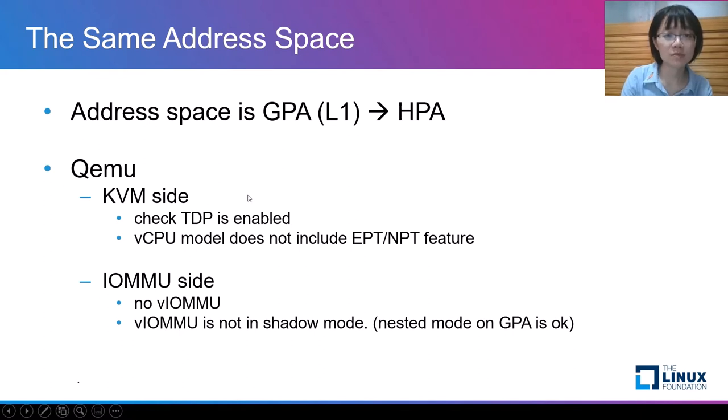For the same address space, currently the only supported address space for sharing is from L1 GPA to HPA. So QEMU needs to check with the KVM side whether the TDP is enabled and ensure that the vCPU model does not include the EPT or MPT feature. And at the same time, on the IOMMU side, there should be no vIOMMU enabled. And if there's a vIOMMU, it should not be in shadow mode. But if it is in nested mode, it is okay if the second level page table holds the mapping from GPA to HPA.